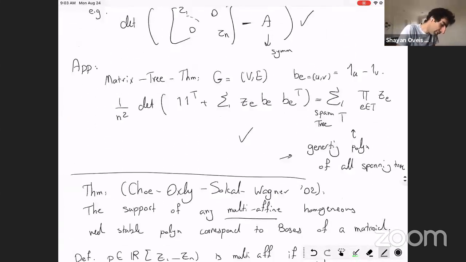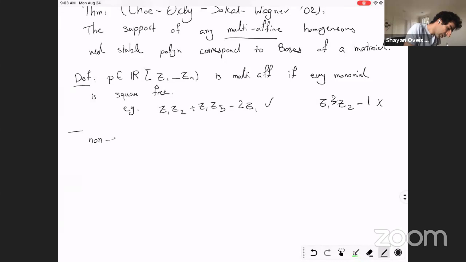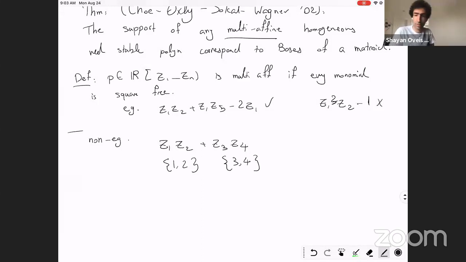Now, what is a non-example? A non-example is this polynomial: Z1 Z2 plus Z3 Z4. This is a homogeneous multi-affine polynomial, but its support is not the bases of a matroid. If you look at {1,2} and {3,4}, this family of sets doesn't form the bases of a matroid. They don't satisfy the so-called exchange property of matroids. What that means is that whatever coefficients I put here, they don't have to be 1, they can be any real numbers, I'm not going to get a real stable polynomial.